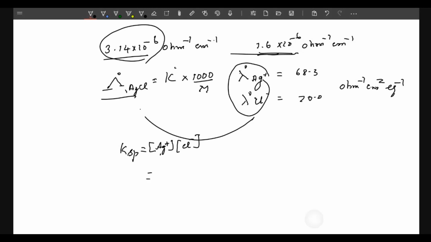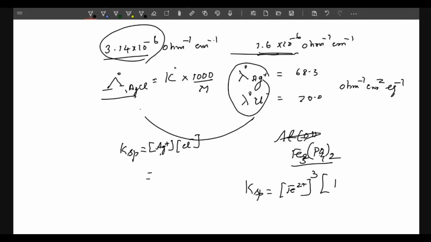Okay, for example, if aluminium hydroxide or say ferrous phosphate is given, what would be the solubility product? Directly, KSP would be: how many ferrous ions would be there? 3 ferrous ions. Therefore, the concentration of ferrous ion power 3 into the concentration of phosphate ion power 2. Therefore, you should calculate the solubility product accordingly.